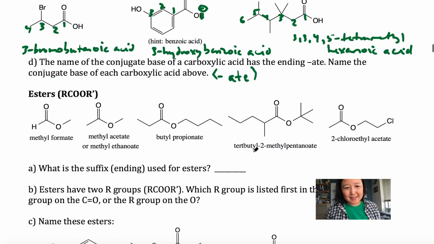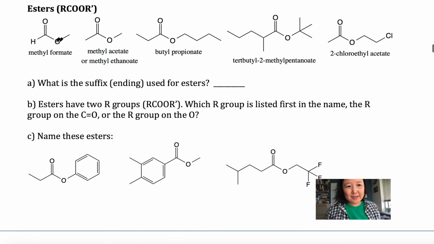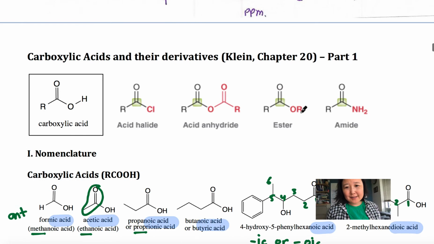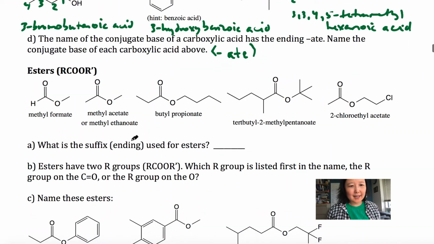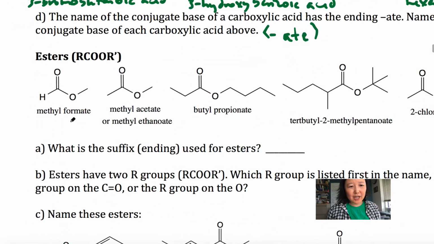All right, let's try esters now. Okay, esters are complicated because of this R group. If you look up here, esters have an R group here and they have an R group here. So that can get a little confusing. Which R group are we talking about? The one on the O, the one in the main chain?